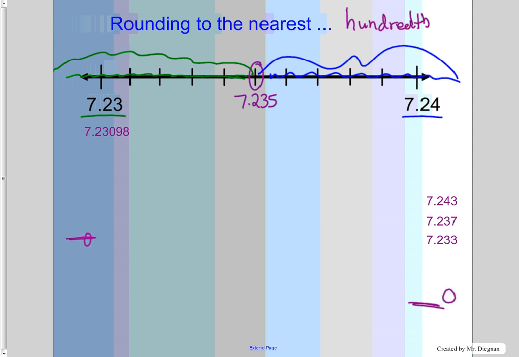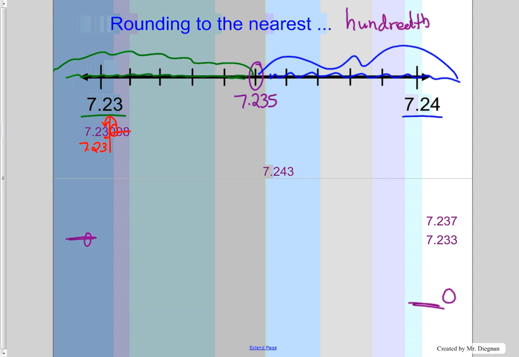I can check that by building my wall between the hundredths and the thousandths. The 0 tells 3 to stay the same. I keep my 7 and 23 hundredths. These digits I know are going away. They are insignificant. So it does round to 7 and 23 hundredths.